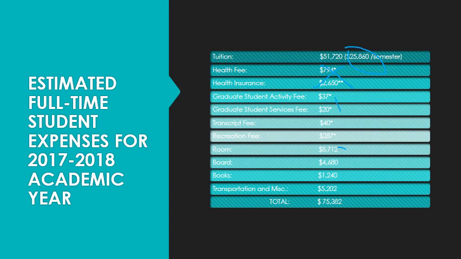Room, this can change due to some students being local. So that could either be crossed out, or if you are getting a room, then that would still apply. The board, books, transportation, and such. So it'd be around 75 grand, give or take.